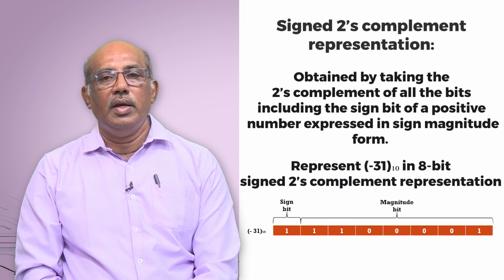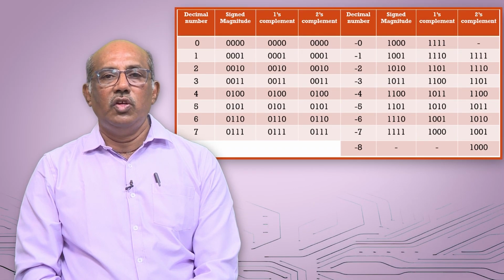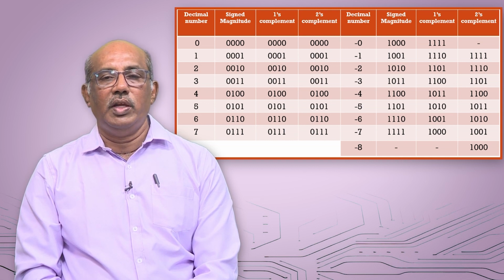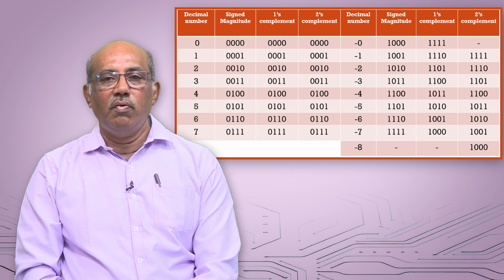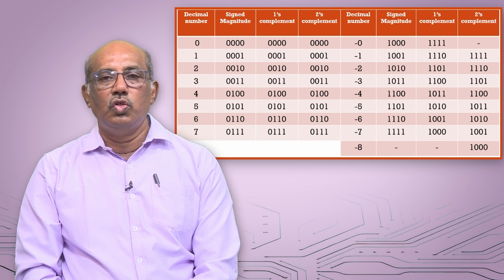Here a table is shown where the decimal numbers 0 to 7, that is plus 0 to plus 7, and the negative decimal numbers, again 0 to 8, with the negative sign, are represented in the 3 forms, that is the sign magnitude form, the sign 1's complement form and the sign 2's complement form.